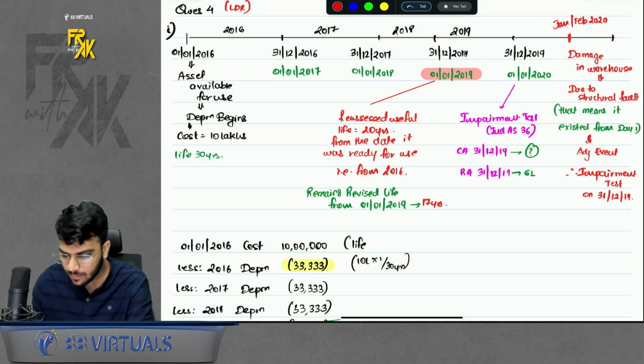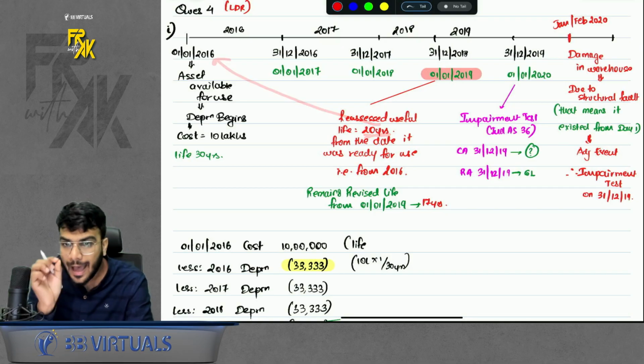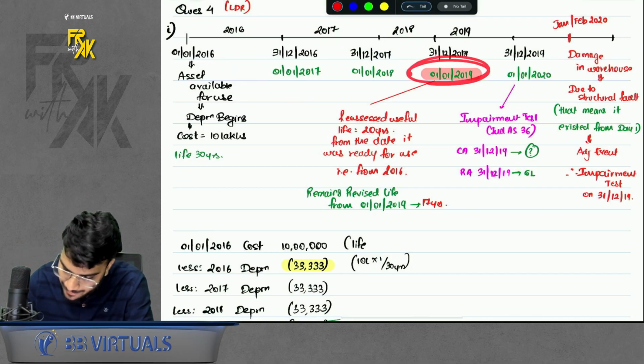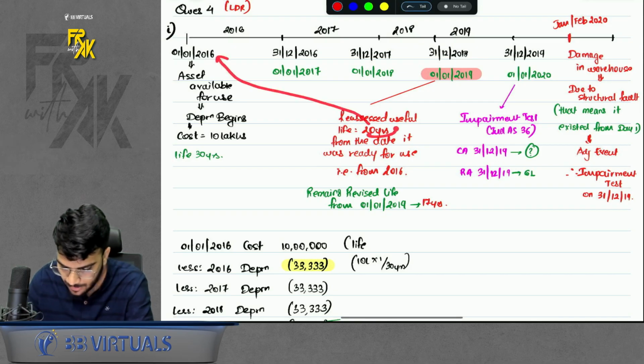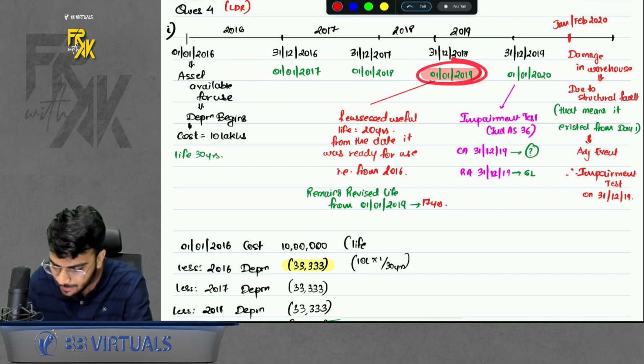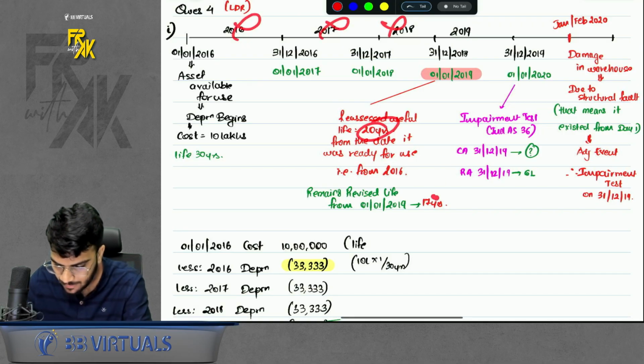Okay. But ideally, the revised life should have been applied from 31st December 19, but they have applied it from 1st Jan 19. And this 20 years is given in terms of 2016. I want the revised life in terms of 2019. So if as per 2016 the life is 20 years, and I want the life from 2019, how much will it be? 20 minus 1, 2, 3. So you will get 17 years.